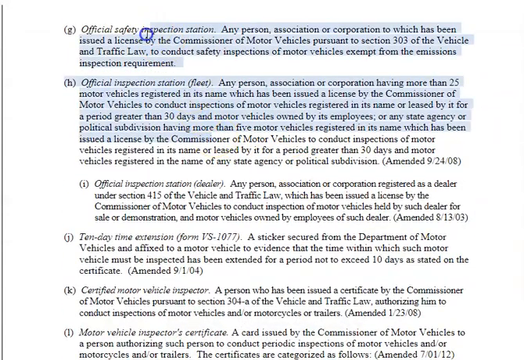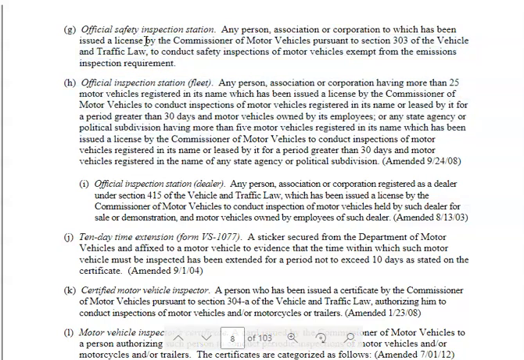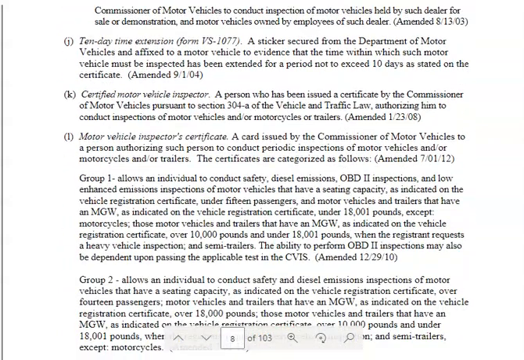Official Safety Inspection Station, letter G, is a facility or repair facility that is licensed to do New York State safety inspections. We also have inspection stations that are designated for fleets of vehicles. For instance, National Grid may have a fleet station license, so they're licensed to inspect all of the vehicles within their own fleet.